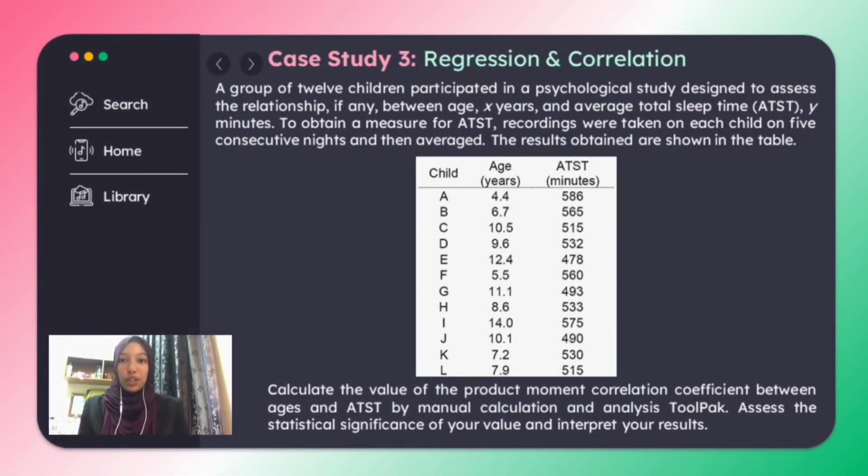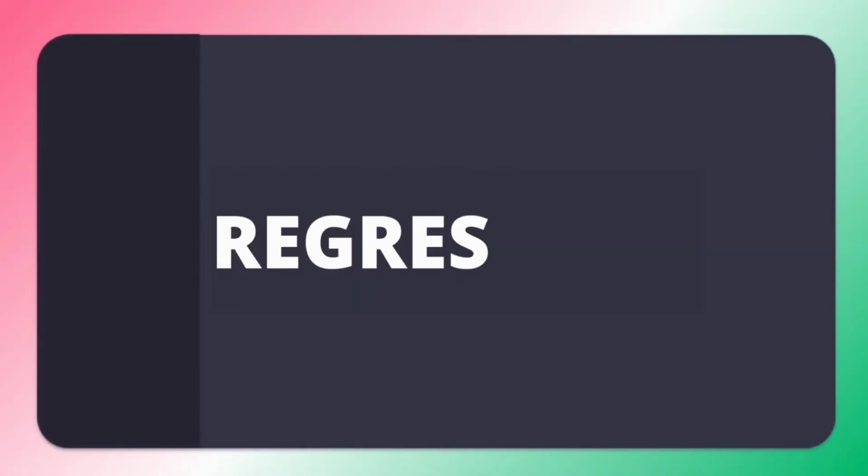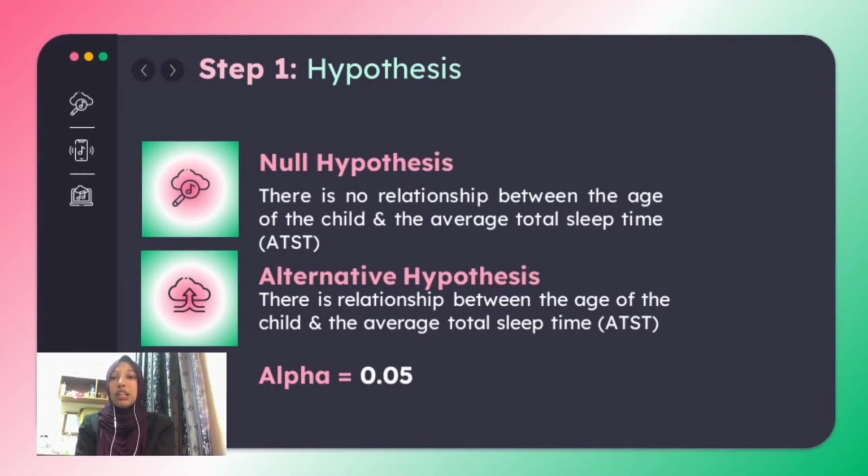Next, we will explain about case 33, which is regression and correlation. Here is the question. Firstly, we need to state the null hypothesis, alternative hypothesis, and alpha value. For null hypothesis, there is no relationship between the age of the child and the average total sleep time or ATST. For alternative hypothesis, there is relationship between the age of the child and the average total sleep time or ATST. Then state the alpha value, which is equal to 0.05.